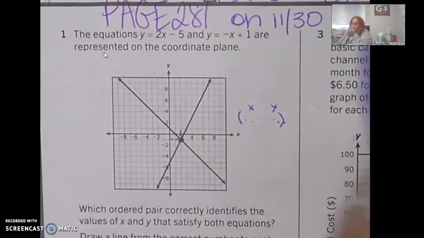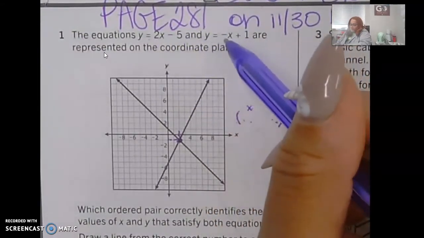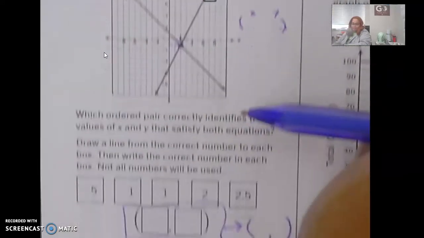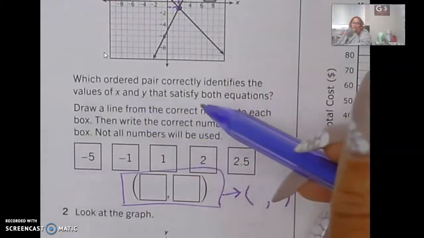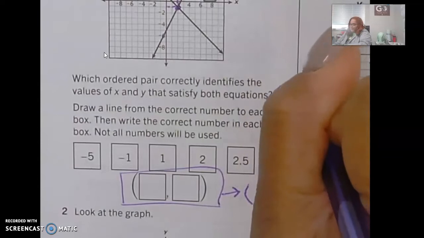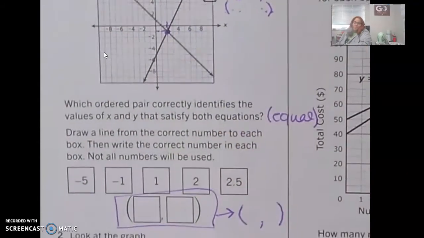Pardon, I didn't even read the question. It says the equations y equals 2x minus 5 and y equals -x plus 1 are represented on the coordinate plane. Which ordered pair correctly identifies the values of x and y that satisfy both equations? That means the equations are equal. And that's where these equations are equal right here.